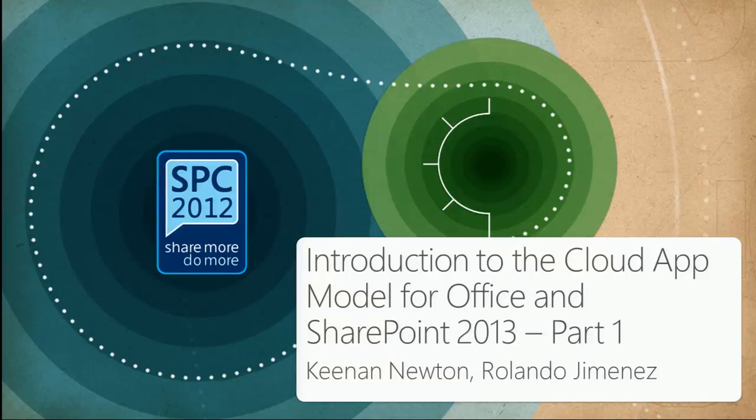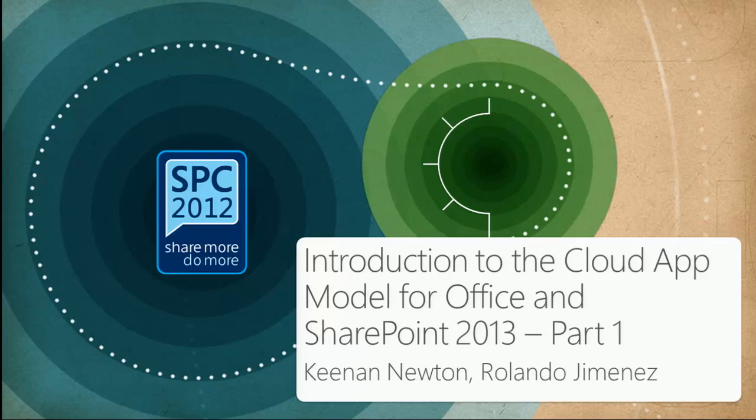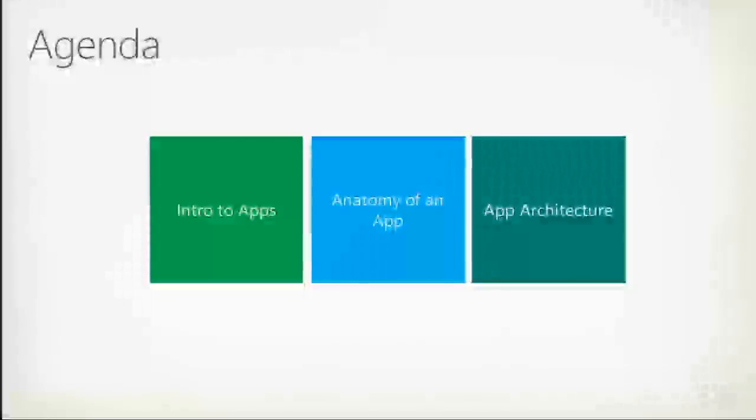With that, let's start with our agenda. First, we're going to do a quick introduction to apps. We're going to go into the anatomy of an app, so we're actually going to break down what makes an app work. We'll look into the manifest files, specifically on the app for SharePoint part. We'll look to see what the app package creates, the components that are inside that app package itself. And then we'll talk a little bit about the app architecture as well.